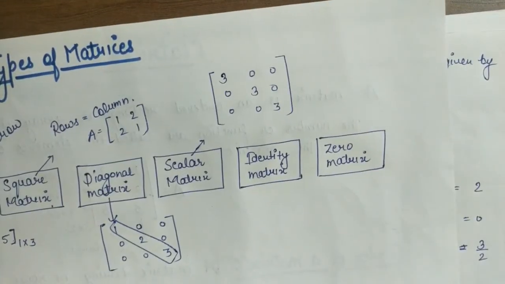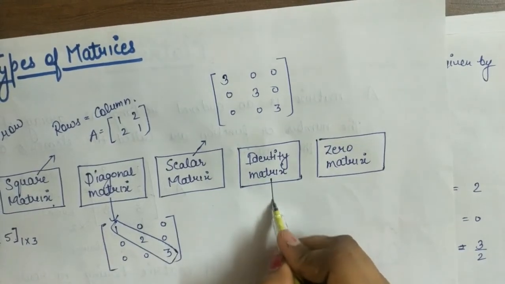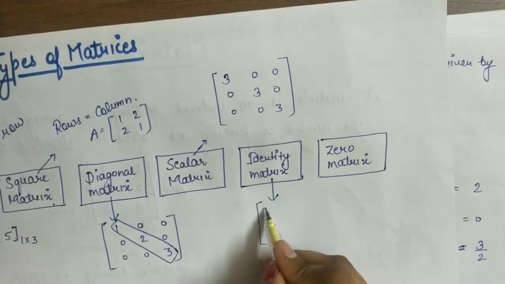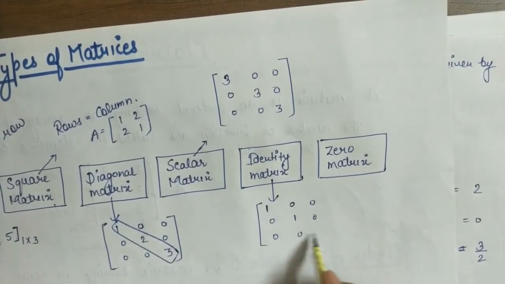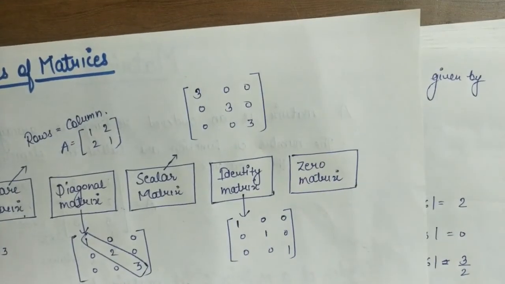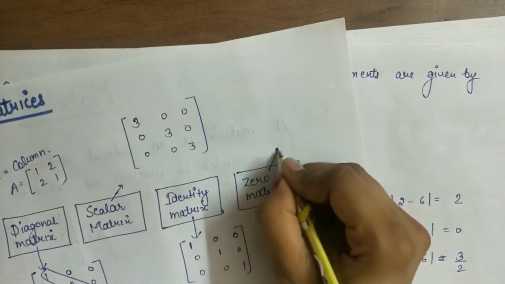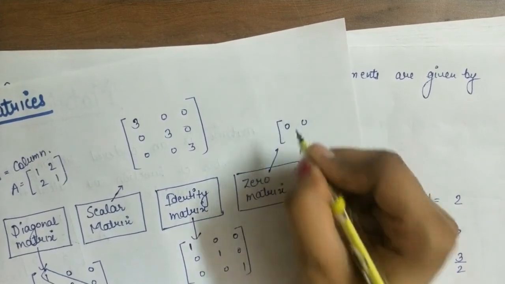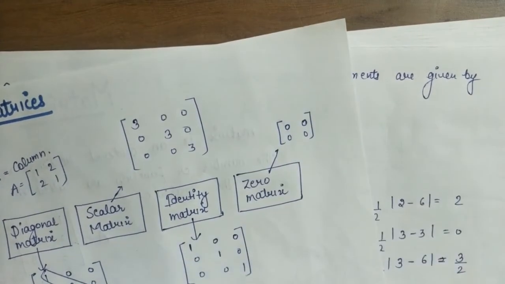Identity matrix. A diagonal matrix is said to be an identity matrix if all its diagonal elements are 1. So it is an identity matrix. Zero matrix. A matrix is said to be a zero matrix if all its elements are 0. All elements of rows and columns are 0. So it is a zero matrix.